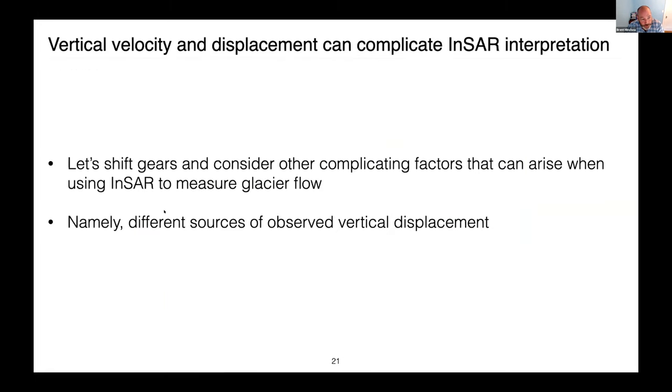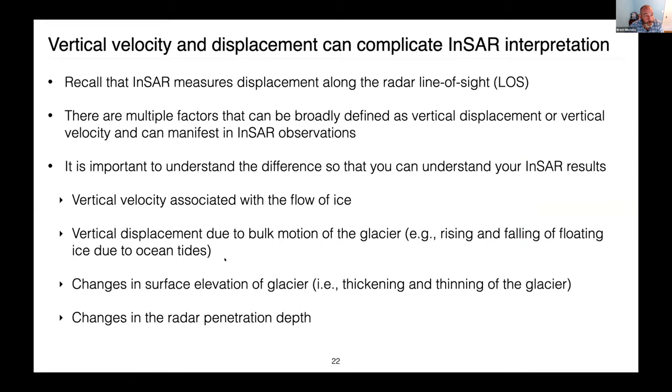Okay, so we're going to shift gears a little bit and consider complicating factors that can arise in using InSAR to measure glacier flow, and namely different sources of observed vertical displacement. And this is the thing that we're going to wrap up on.